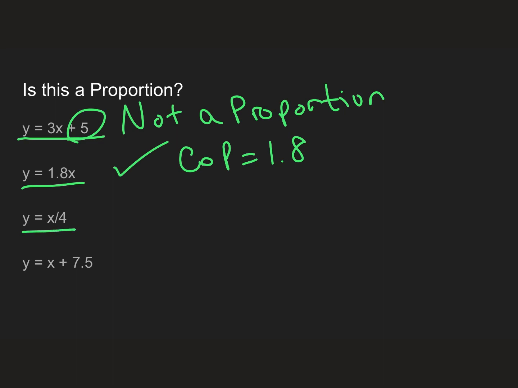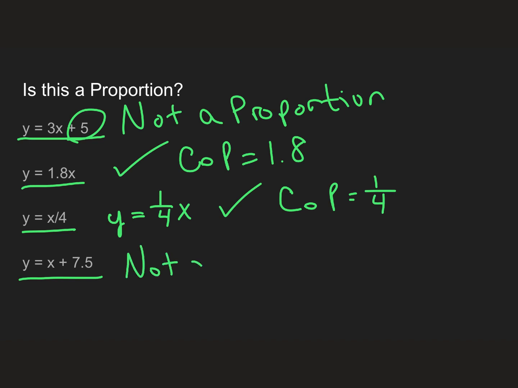What about this one? Y equals x divided by 4. Well, that could be rewritten as y equals 1/4 of x. So this one is a proportion, and the constant of proportionality is 1/4. Next one, y equals x plus 7.5. It is, again, not a proportion because we're adding. Remember, we cannot add or subtract for proportions. We can only be multiplying.